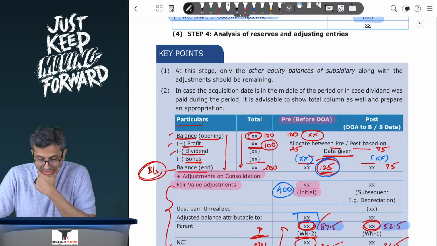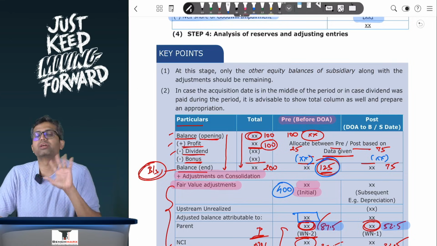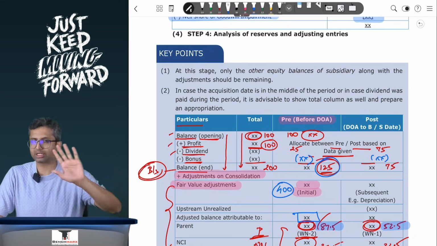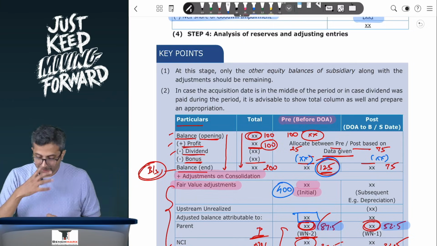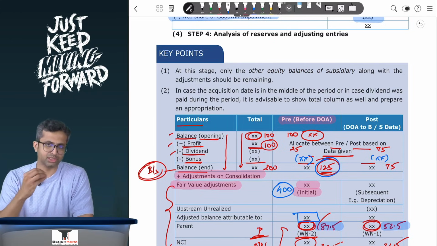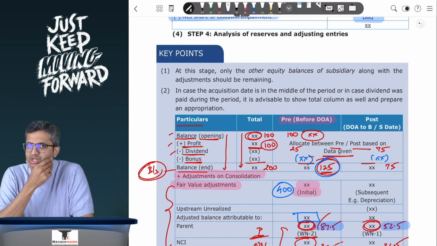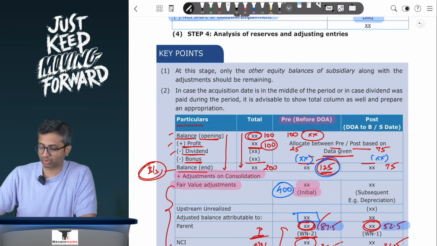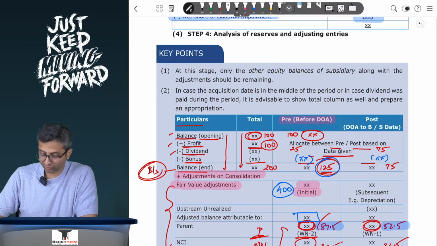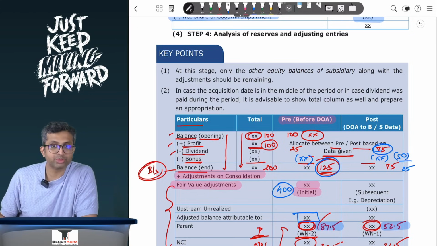Now, the problem is, if it is paid out of the post profits, then there will be no further adjustment needed. Things will automatically nullify. How? That is difficult to grasp, but if I make an attempt, let's say the subsidiary has paid 50 rupees of dividend out of its post-acquisition profit. Let's say 75 was the post-acquisition profit, minus 50, and hence this will come to 25 rupees.